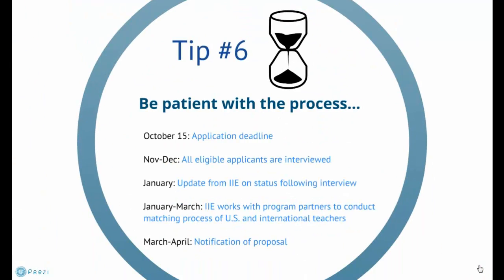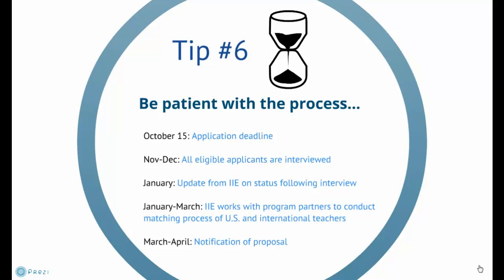Tip number 6, be patient with the process. Please know that our organization, IIE, works tirelessly with our partners to select the best applicants for the program, and we really ask for your patience. So here is a brief overview of the application and selection process to help put your nerves at ease for the time being. Following the October 15th deadline, our IIE staff will screen all applications for basic eligibility and completeness. All eligible and complete applicants will move on to the interview and evaluation stage conducted all over the U.S. by peer review panels.